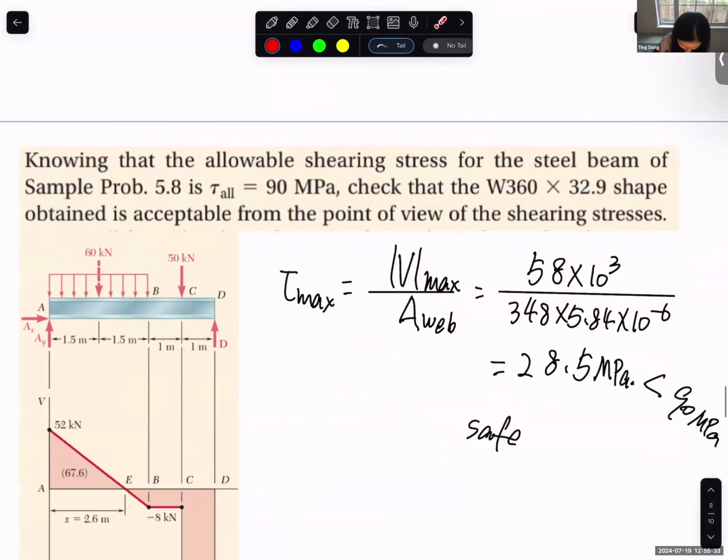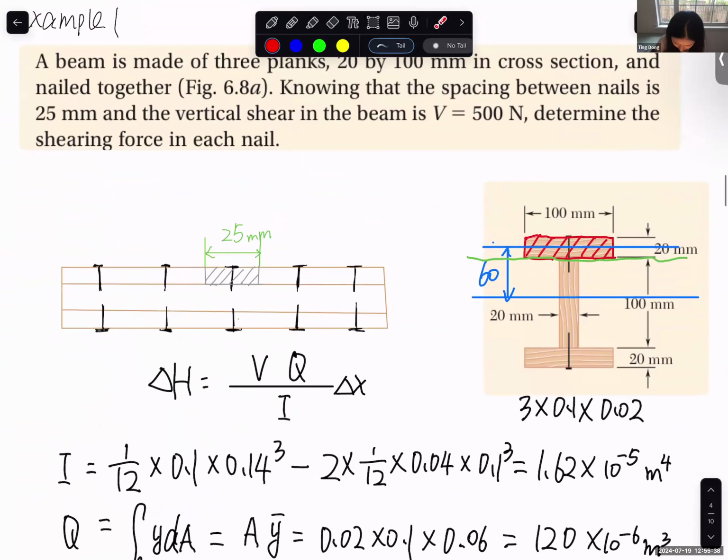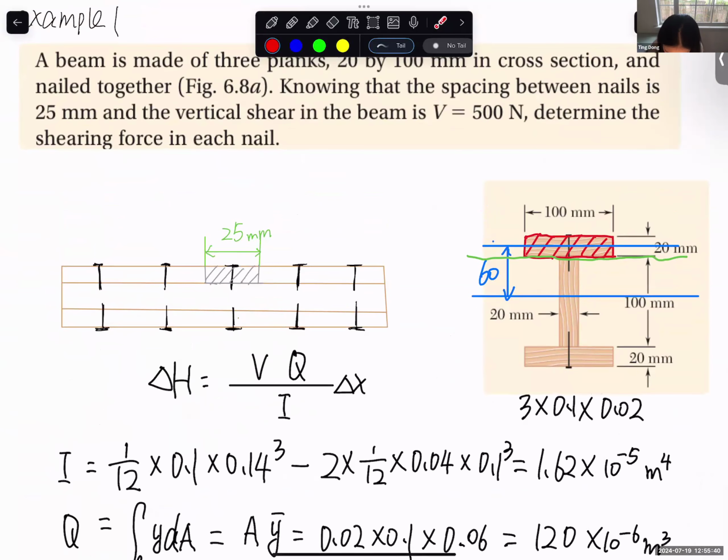So if I specifically ask you, let's say, about a problem that's carried by nails, just if I ask you about the shear force carried by nails, the cut section, you have to consider the shear force generated here. Right, because this nail is connecting this piece and this piece. So it carries the shear force generated here.